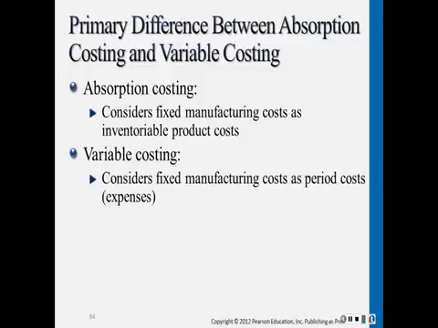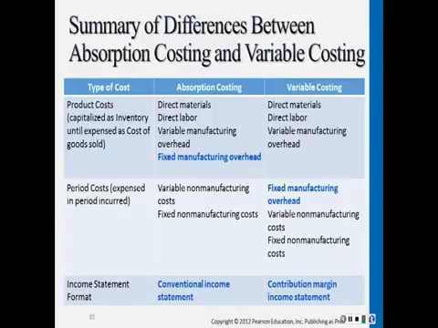Absorption costing primarily differs from variable costing in that absorption costing considers fixed manufacturing costs as inventoriable product costs, not as period costs. Exhibit 19A1 summarizes the difference between absorption and variable costing.